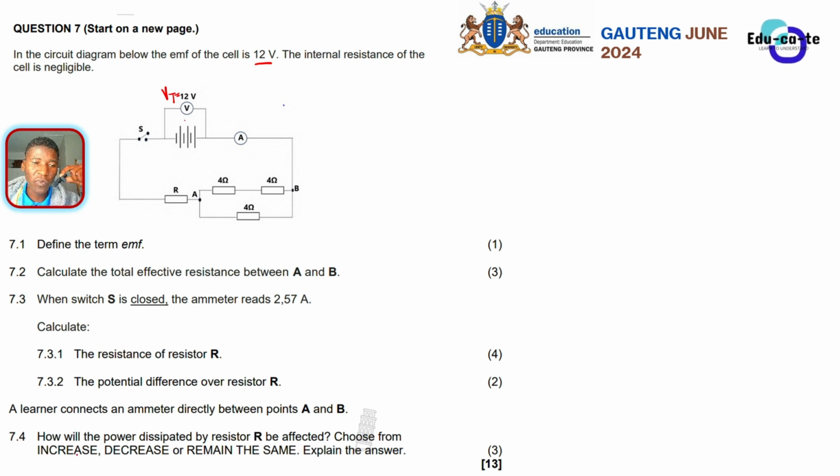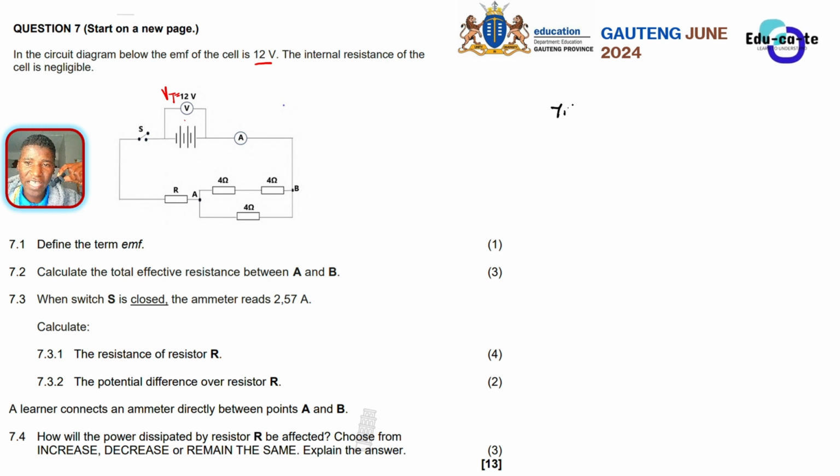So 7.1, before we do an analysis, we can just answer 7.1 because it's just a definition. 7.1 says we should define the term EMF. What is EMF? According to grade 10, you might have heard that EMF is the voltage that is measured when the switch is open, but let's try not to use that definition.